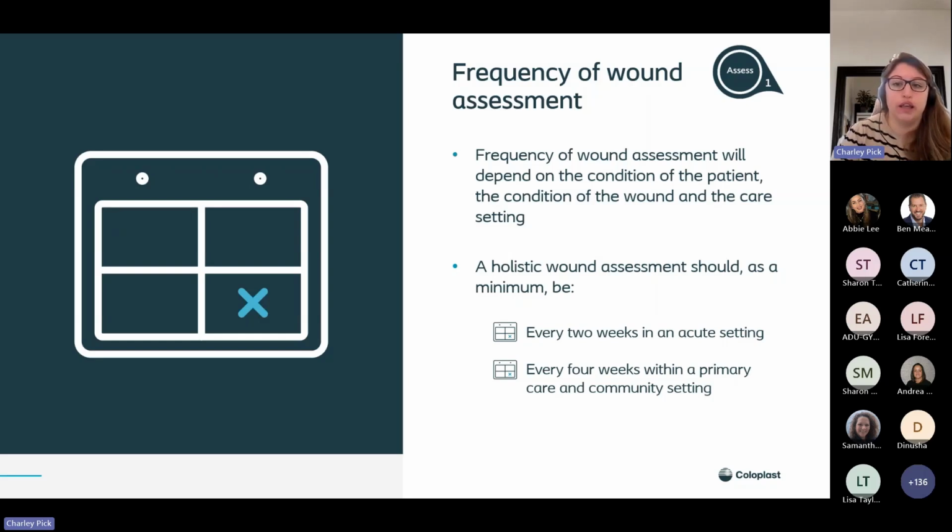Generally, your patients that are looked after in the community tend to be, and I say this tentatively, more stable. I know patients are very complex, but their condition doesn't generally change as quickly as it might do in the acute setting, and that's why we say every 4 weeks within primary care and community settings. Of course, if your patient's condition does change, then you will need to do another assessment of that patient.